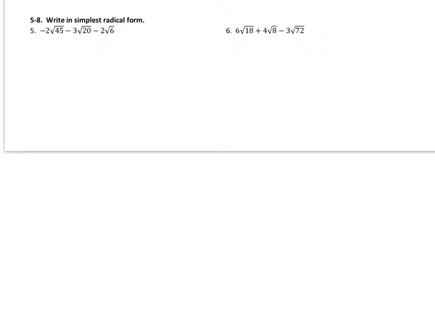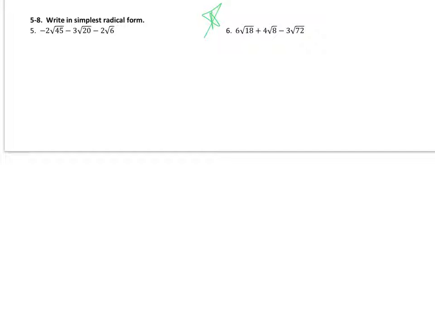The next section is going to talk about writing in simplest radical form. So hopefully you have somewhere your list, or you know how to create the list of perfect squares. In order to add radicals, remember that we need to have like radicals, and right now we have a radical 18. I'm going to work on number 6. We have a radical 18, we have a radical 8, and we have a radical 72.